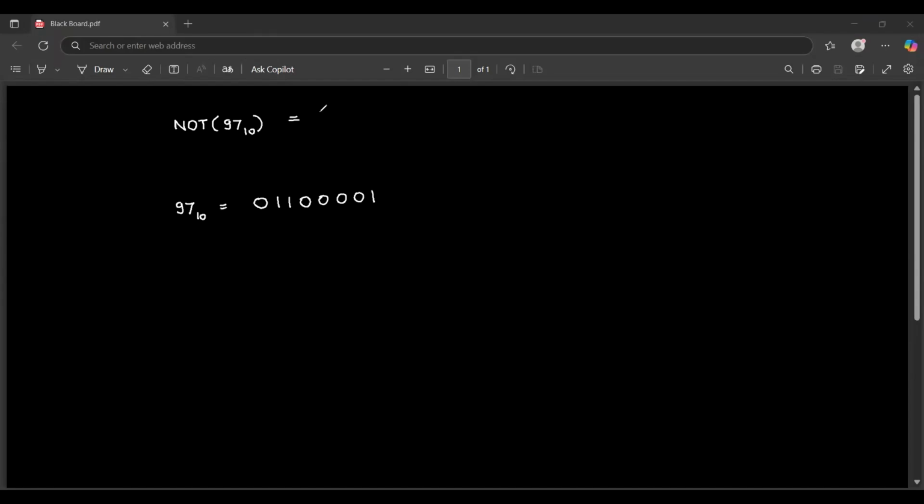Now we have to write this down in the 2's complement form. So it will be 0, 1, 1, 0, 0, 0, 0, 1. There are 8 bits, perfect. Now what we have to do is just do the NOT function. If you do the NOT operation, what will be the output? It will be 10011110.